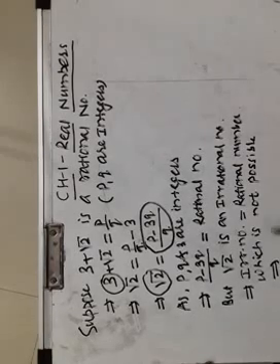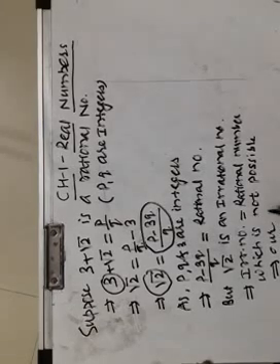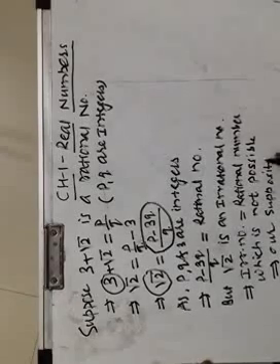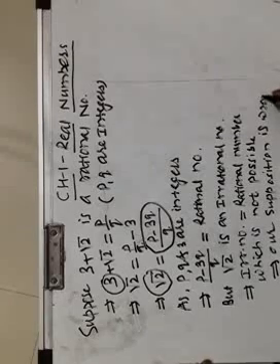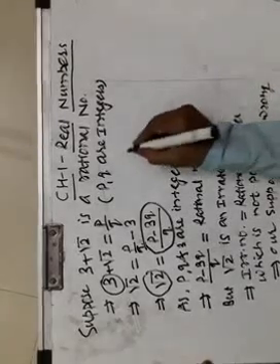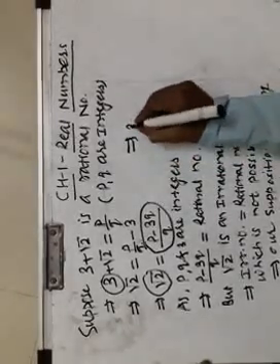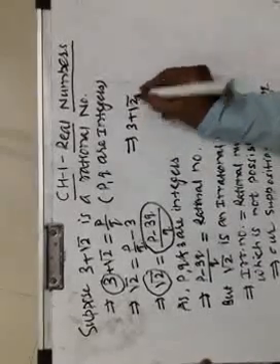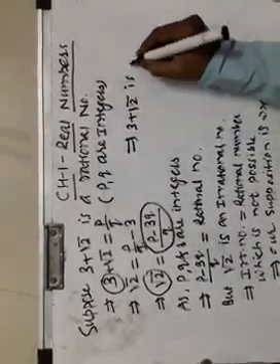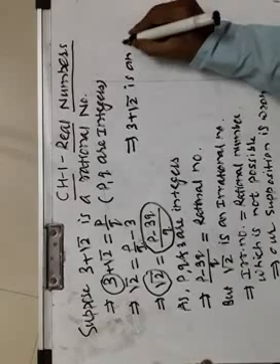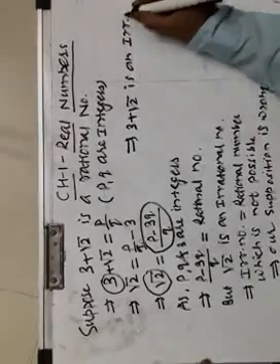Because of this, our supposition is wrong. What does it imply? This implies 3 plus root 2 is an irrational number.